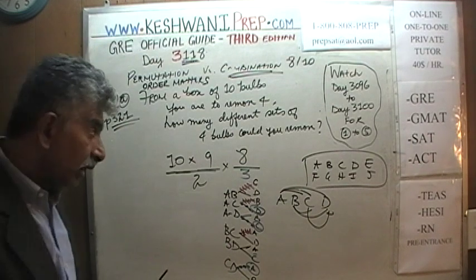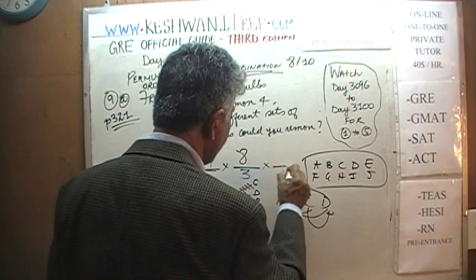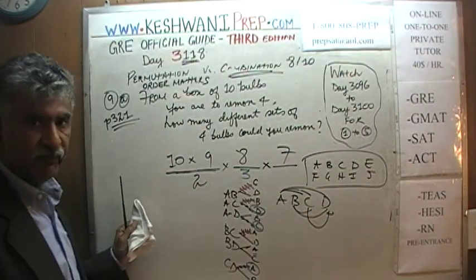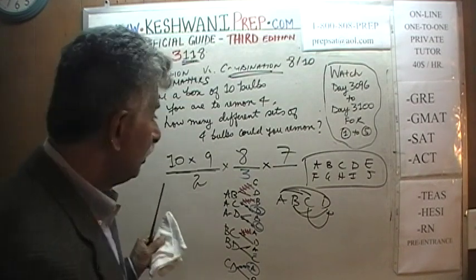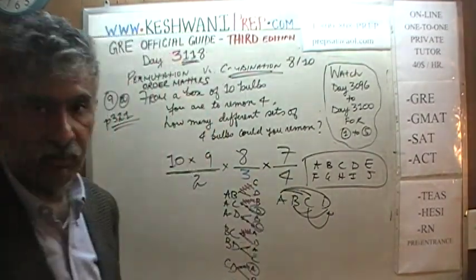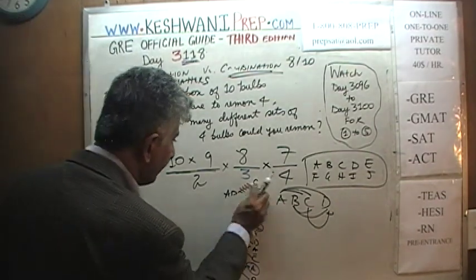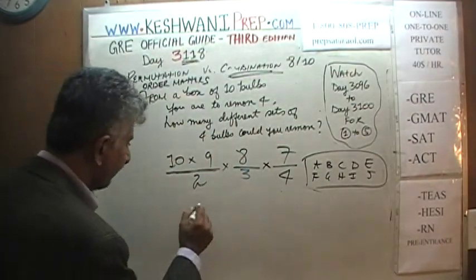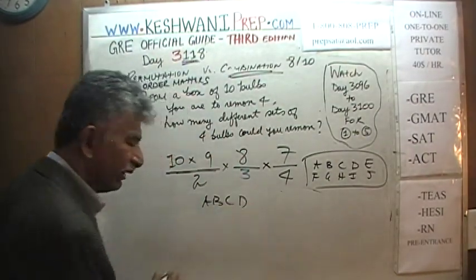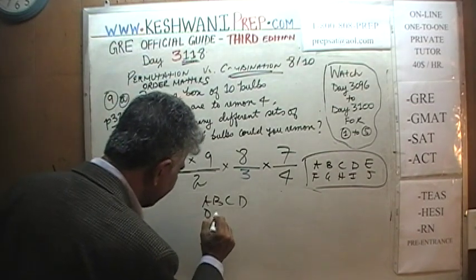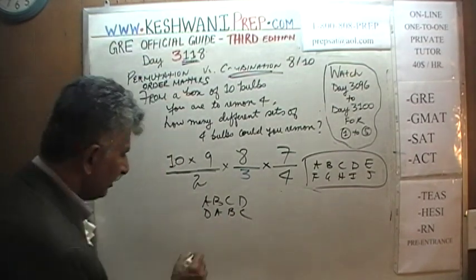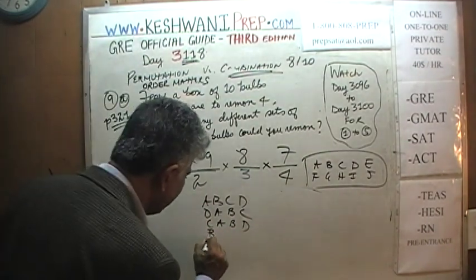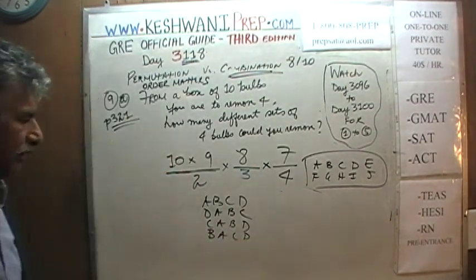Take a third as many. When we pick a fourth person, how many different ways can we pick a fourth person or fourth light bulb? There are seven of them left in a box. I have seven choices. But as soon as you pick the fourth one, you will begin to count everything four times. For example, you will count A, B, C, D as one possibility. You will count D, A, B, C as another possibility. You will count C, A, B, D as another possibility. You will count B, A, C, D as another possibility.